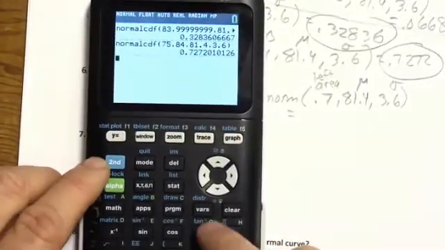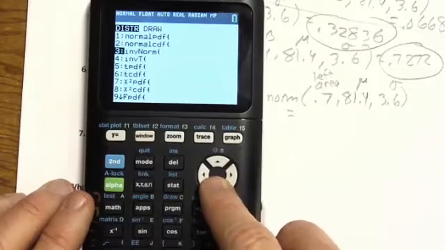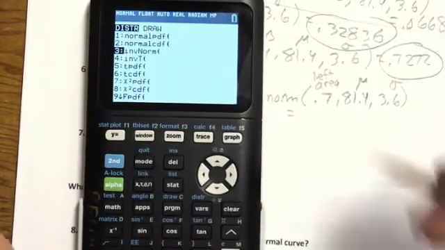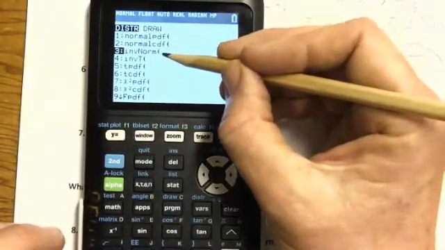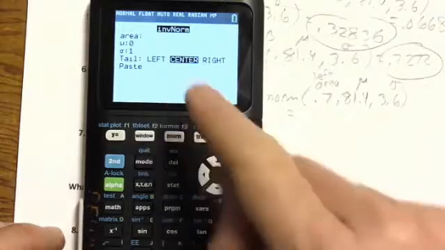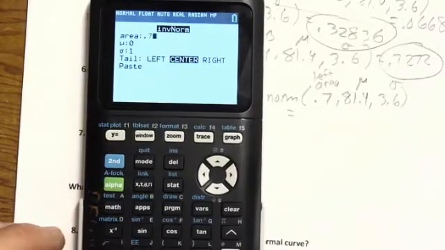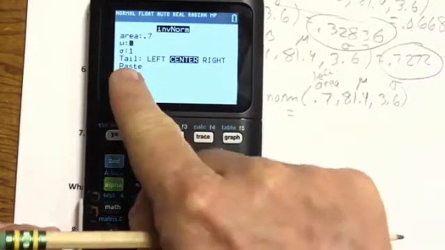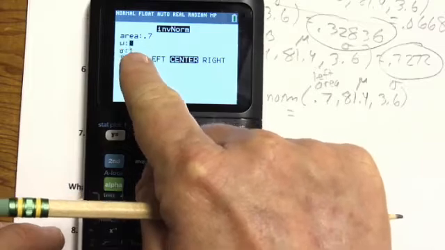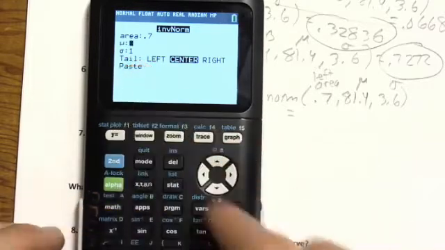So I'm going to go second vars, which is distribution, and go inverse norm right there. Those are the two big commands of this chapter that you've got to be able to do. Okay, inverse norm. And my left area is 0.7. Notice, by the way, your calculator automatically put a mean of 0, standard deviation of 1. That's going to be important in a minute.